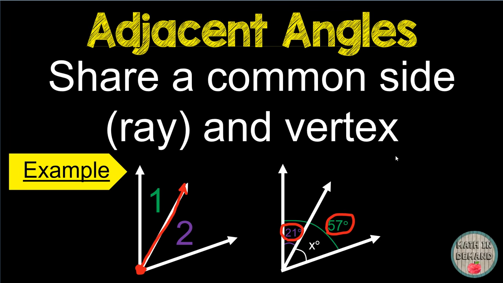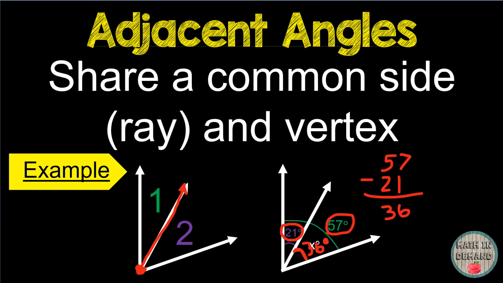So I'm going to write 57 minus 21. 57 minus 21 will give me 36. Again, what that tells me is that x equals 36, or that this angle is equal to 36 degrees.